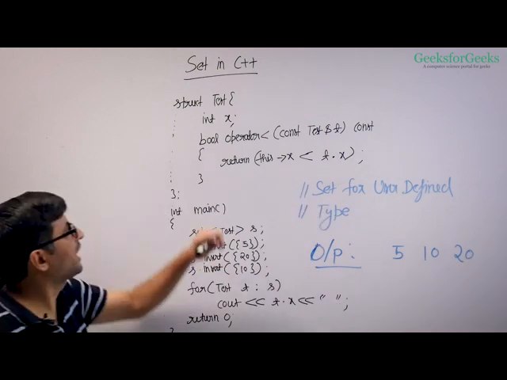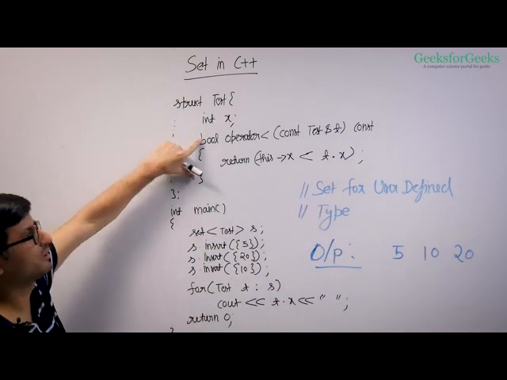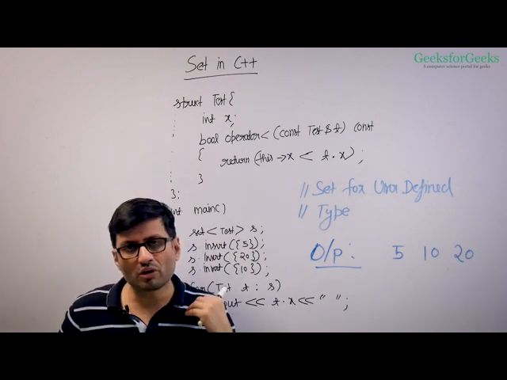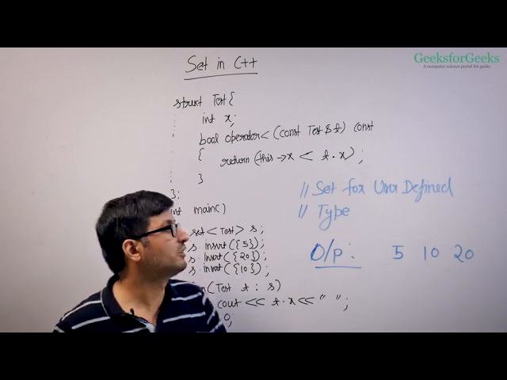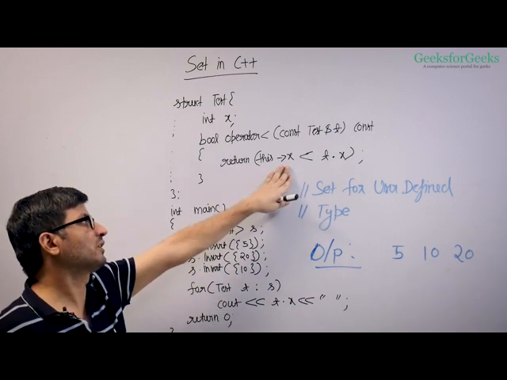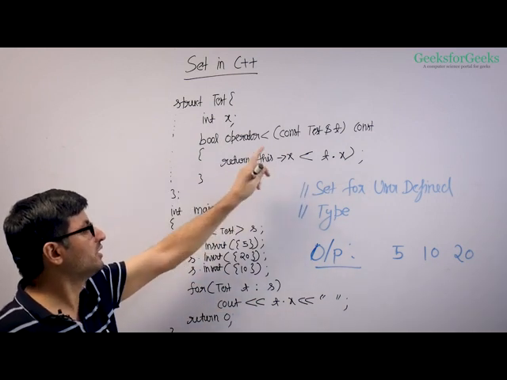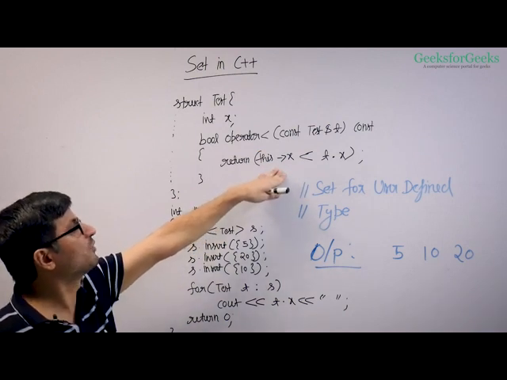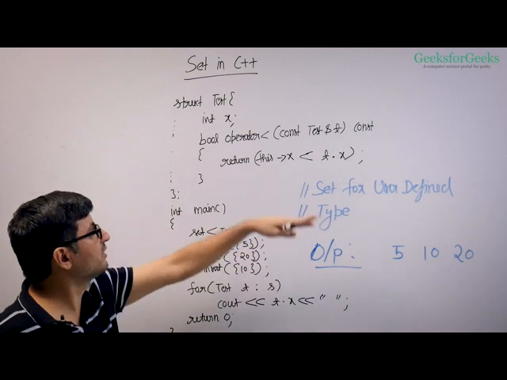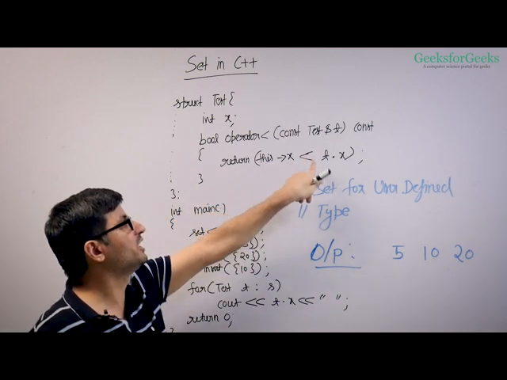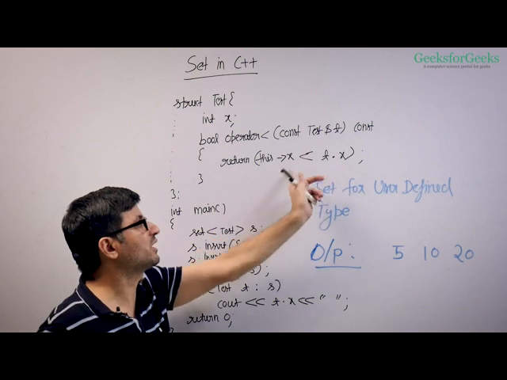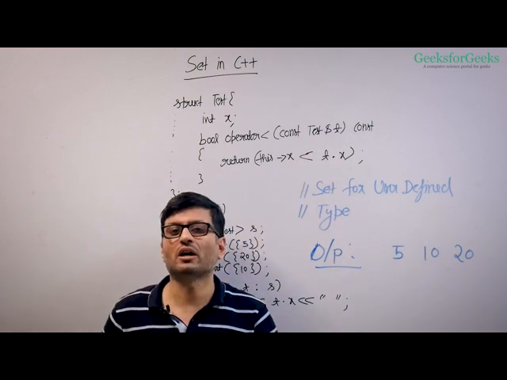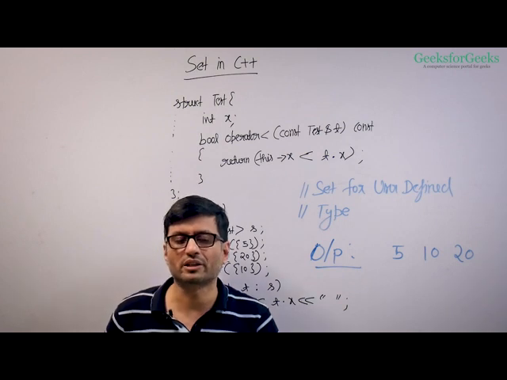Why? Because we have overloaded this operator. So if you want to use set for your own custom data type, you need to overload this operator and you need to specify the order in which you want to place the elements in the set. If you want to place them in increasing order, then you put this. If you want to put them in decreasing order, then you replace this with the greater sign. So that's how you create a set for a user defined data type.